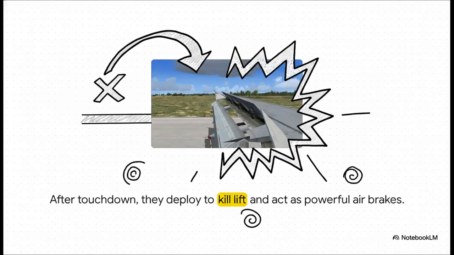The very moment the wheels touch the runway, bam, these panels pop straight up. This does two incredible things all at once. It creates immense drag, acting like a giant air brake, and it completely spoils the smooth airflow, destroying the wing's lift. This is what plants the plane firmly on the runway and allows the wheel brakes to finally work effectively and stop the massive machine.